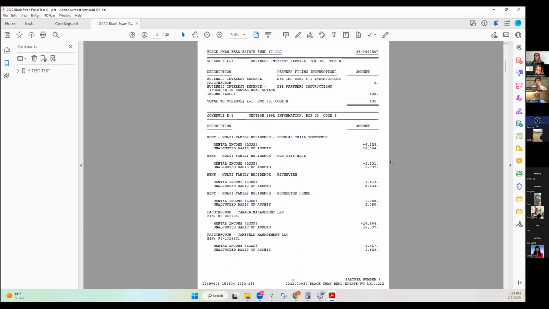And so when you flip down to that K-1 footnote, this box Z, the amounts that you should be adding up are right here: rental income loss, 6128, 2131. So they're broken out on an activity level basis. So every property that is in this fund has separate QBI related to it. And the reason for this is QBI is required to be tracked on an activity by activity level basis.